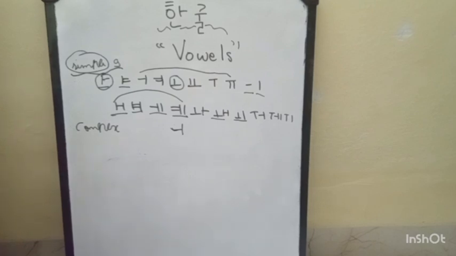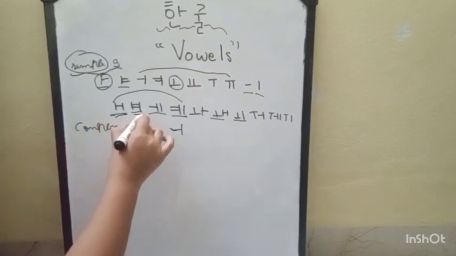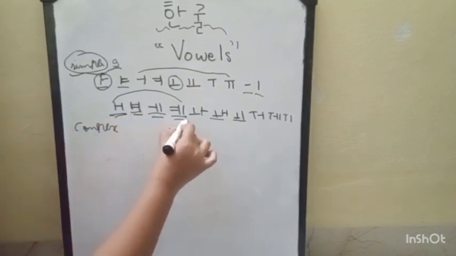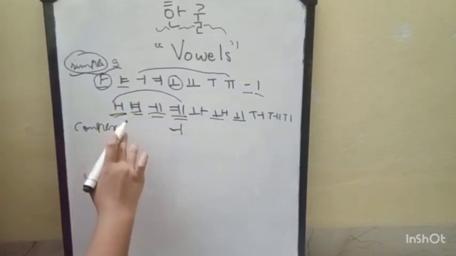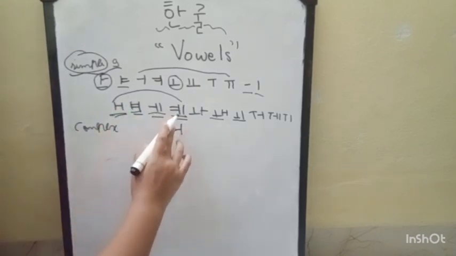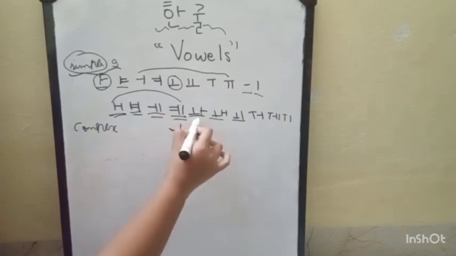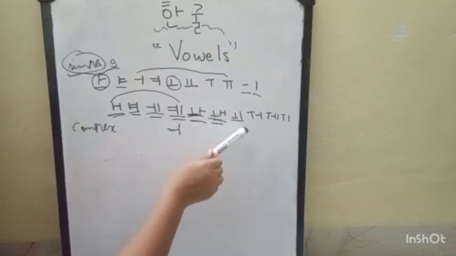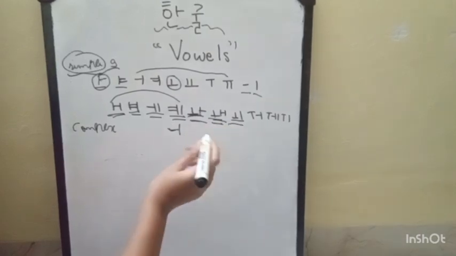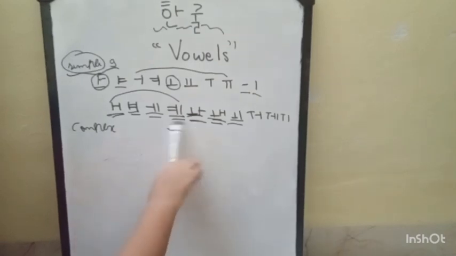So we can say a, ye, a, ye, ye, ye, wa, we. Okay, so we are done with this line.